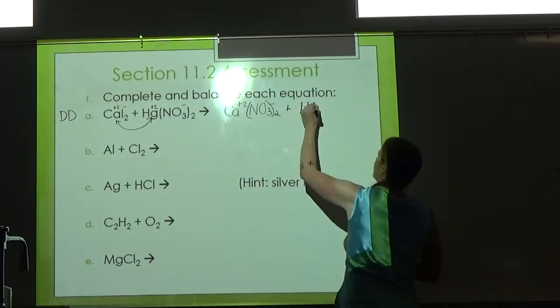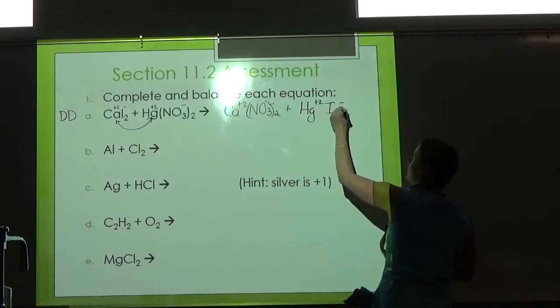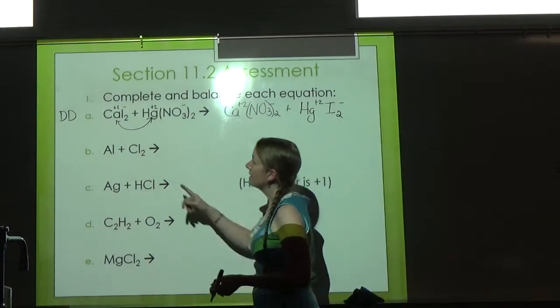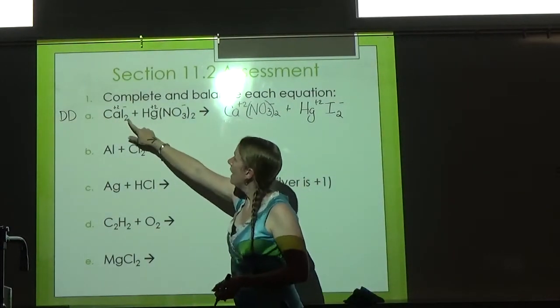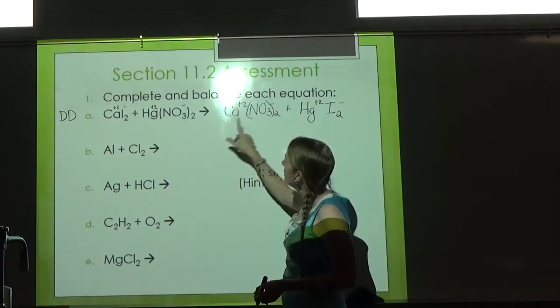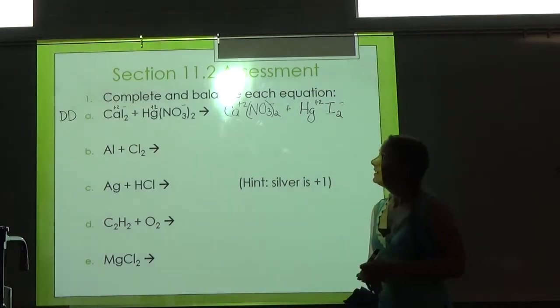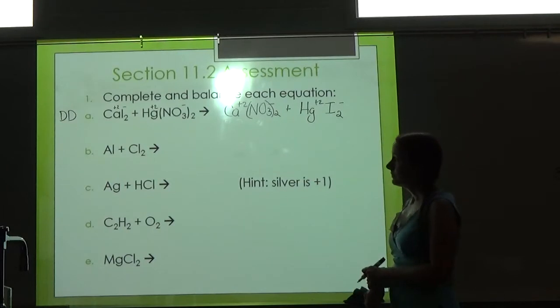I'm going to put Hg first because it's the positive, I second, and I need to cross that 2 down. I need to balance it, but if you look, it's already balanced. Ca, Ca, 2 I's, Hg, Hg, 2 nitrates, and 2 nitrates. All right, like I said, double displacement are the ones that y'all tend to struggle with the most.